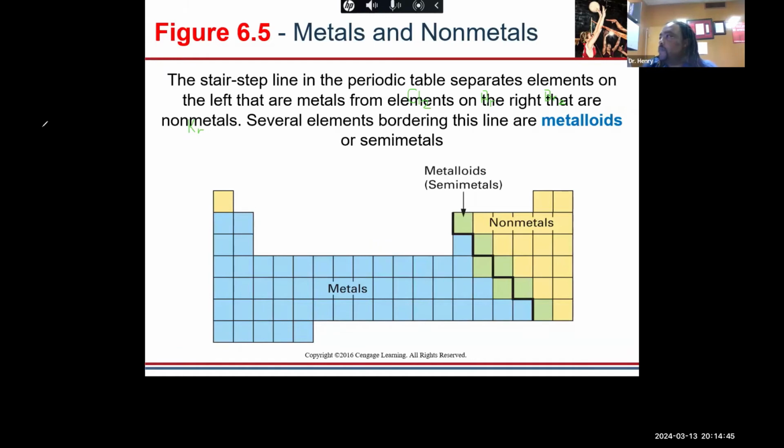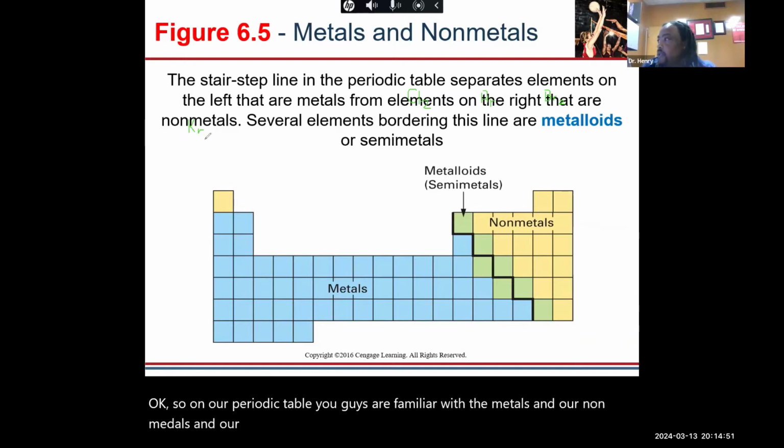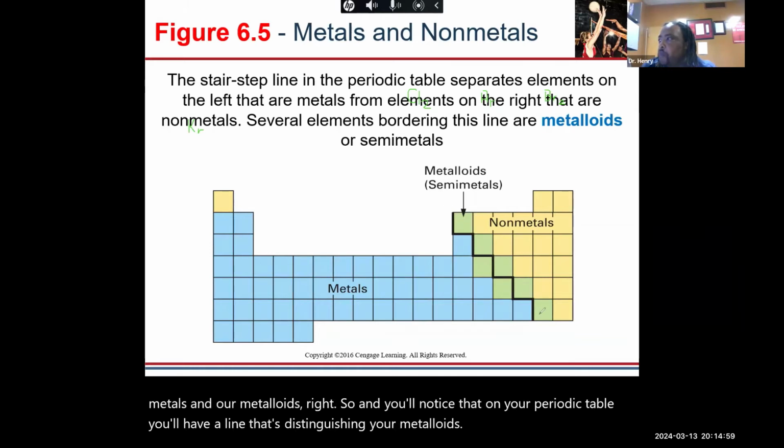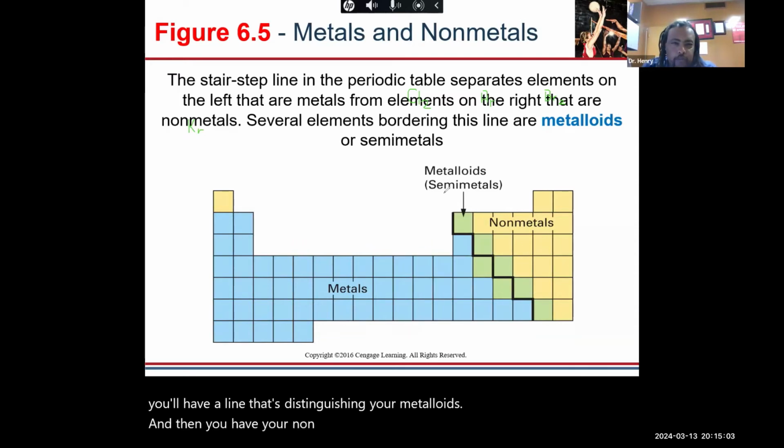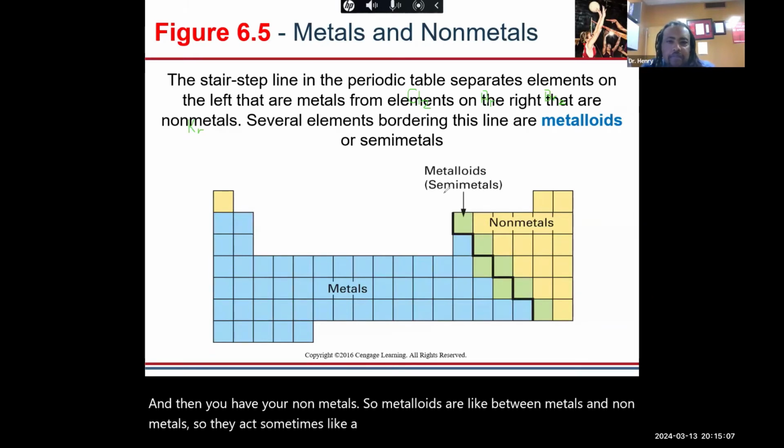Okay. So on our periodic table, you guys are familiar with the metals and our nonmetals and our metalloids, right? You'll notice that on your periodic table, you'll have a line that's distinguishing your metalloids. And then you have your nonmetals. So metalloids are between metals and nonmetals. They act sometimes like a metal, and sometimes like a nonmetal.